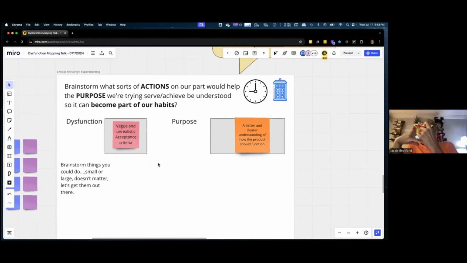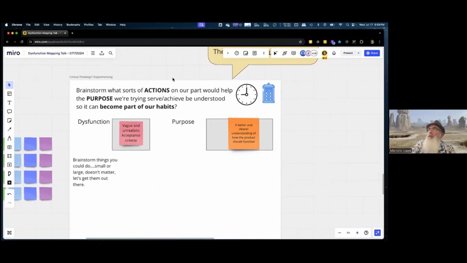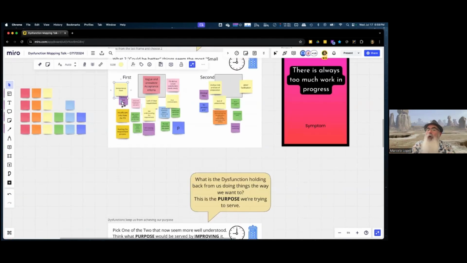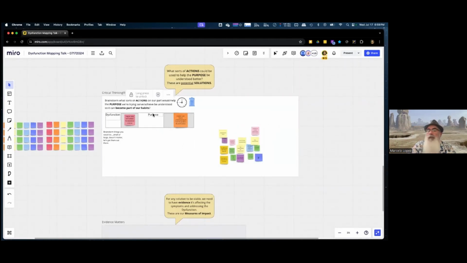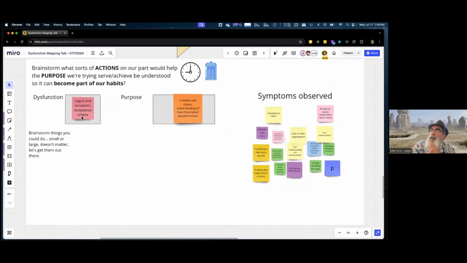So now I have the dysfunction and purpose together, and I'm going to bring all of these over here. I'm going to call these the symptoms observed, the things you are seeing because of it. These are the things that you are observing are happening. Looking at the dysfunction, the purpose that we are trying to serve, the thing that we want to improve, and the symptoms that we're observing.